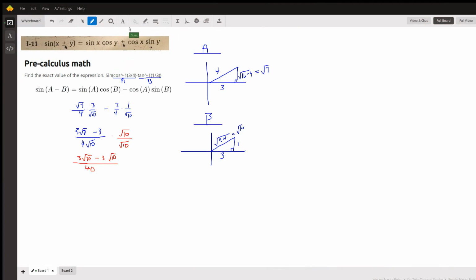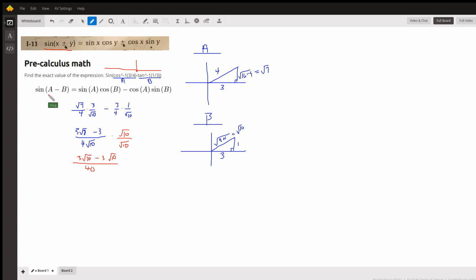Okay, you're given this trigonometric expression right here and asked to get an exact value for that expression. We'll be using this identity, the sine for the difference of two angles, because of this minus sign right there. So the sine of x minus y is the sine of x cosine y minus cosine x sine y.